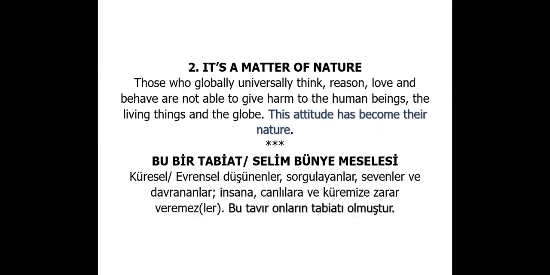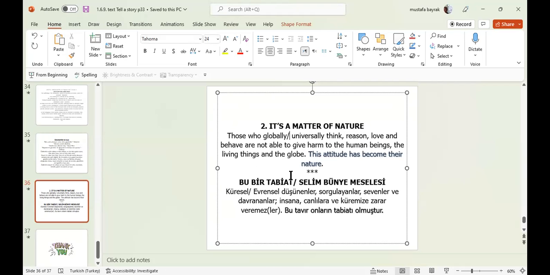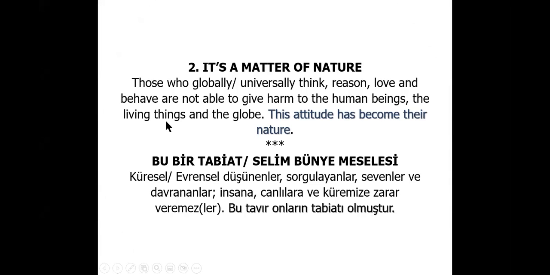The second one, it's a matter of nature. Those who globally, universally think, reason, love, and behave are not able to give harm to the human beings. Those here means those people. Those people who globally think, or universally think, reason, love, and behave are not able to give harm to the human beings.